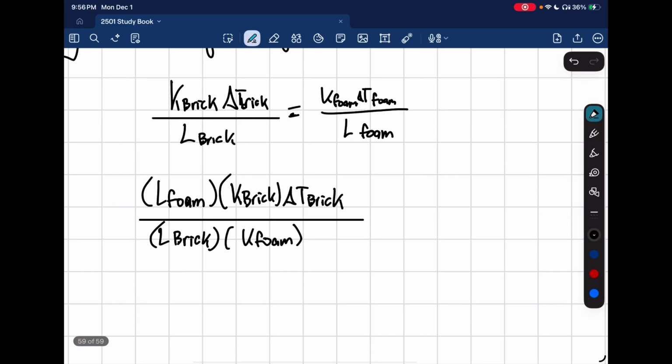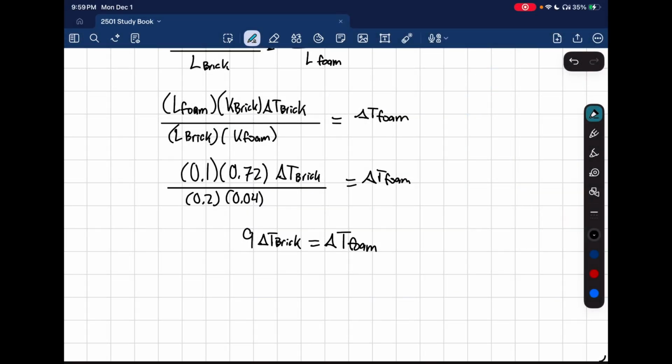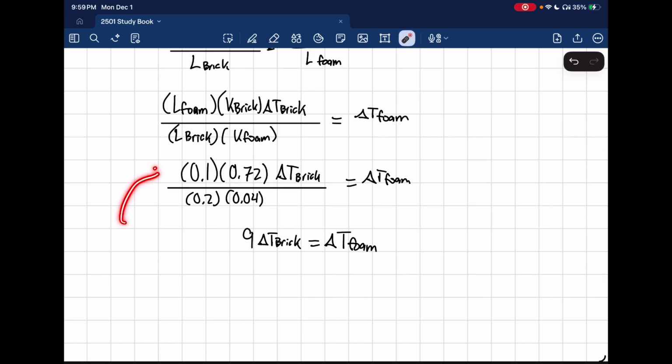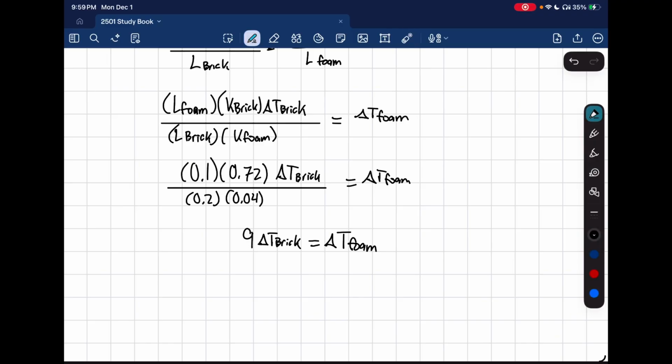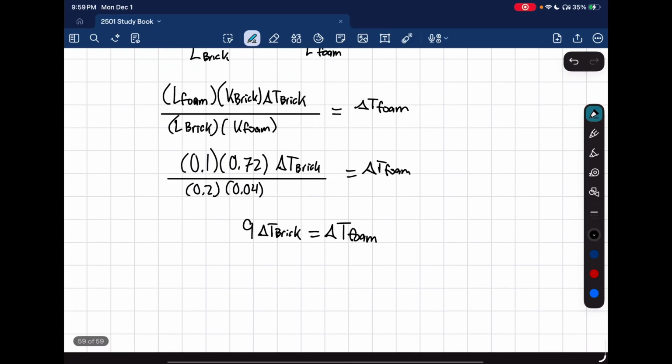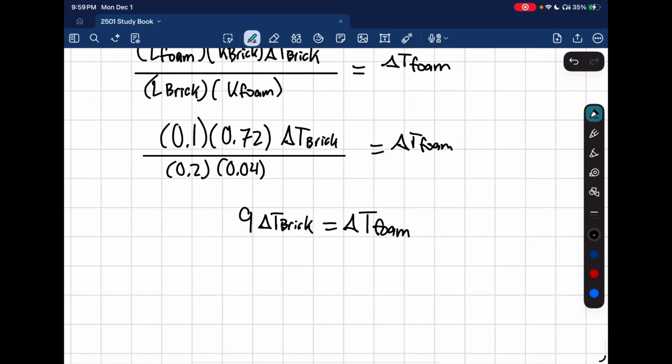And I'm going to take a quick break while I work this out. Okay, now I have worked it out. So we have plugged in all of our values. We get 9 times delta T brick equals delta T foam. And I think the easiest way to do this is to put delta T total equals delta T brick plus delta T foam.